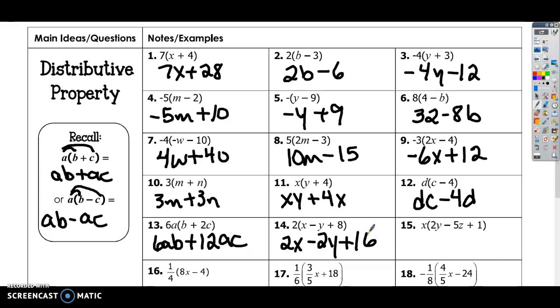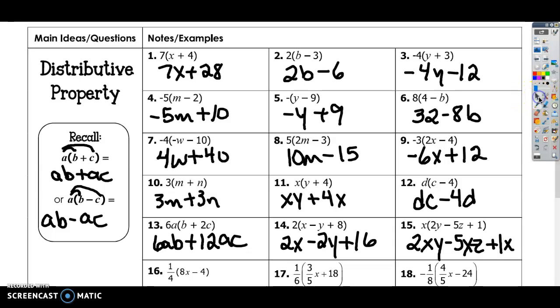Number 15, we've got x times 2y, which is 2xy. And then x times negative 5z is going to be negative 5xz. Again, make sure you have both variables there. And then x times 1 is just 1x. Now you can put just x or you can put 1x. The 1 placeholder is assumed if you don't put it there, but it doesn't hurt to have it if that kind of helps you out.